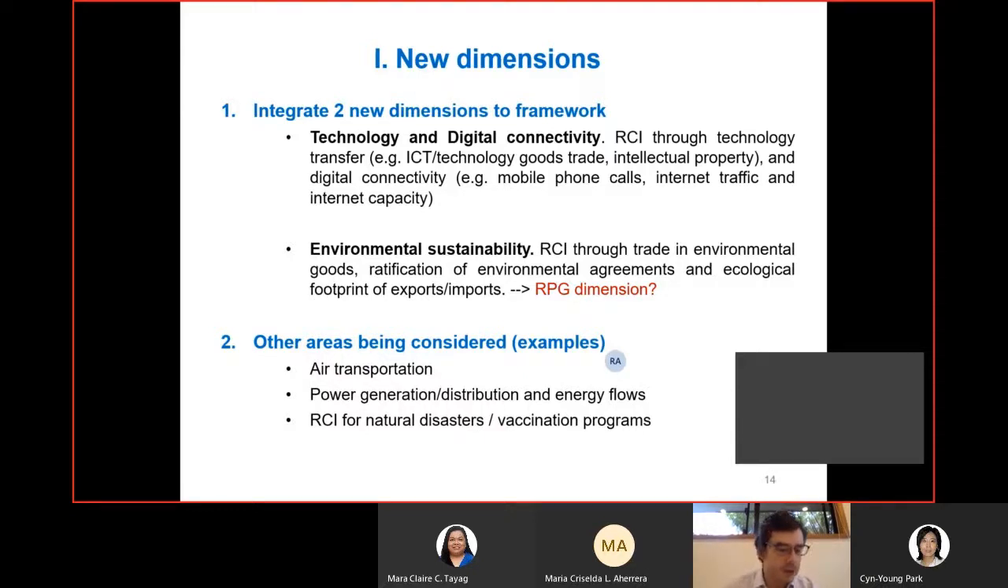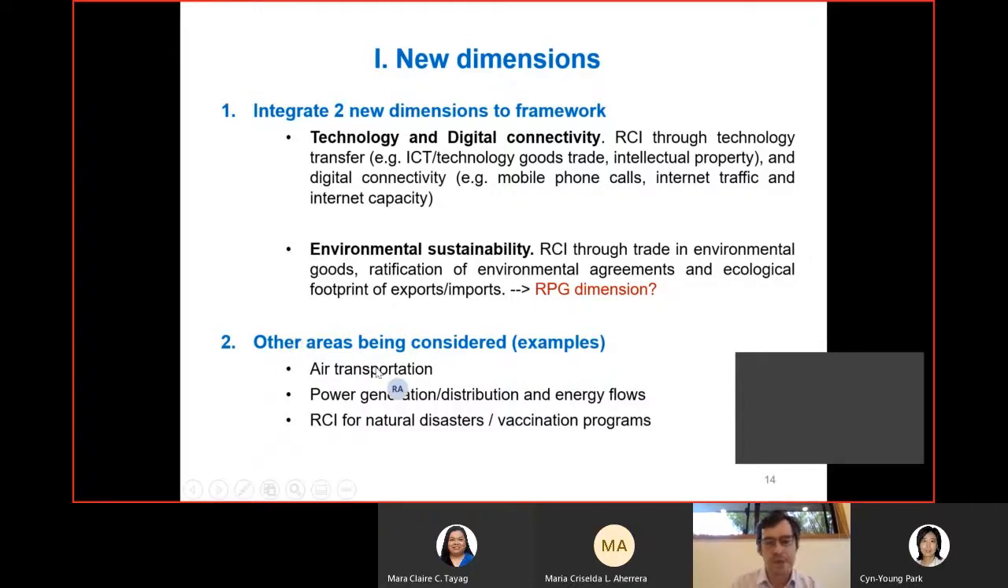The second dimension that we are considering is environmental sustainability. This involves the role of ARCII through trade in environmental goods, for example, ratification of environmental agreements, and the ecological footprint of exports. We will present each of these shortly.